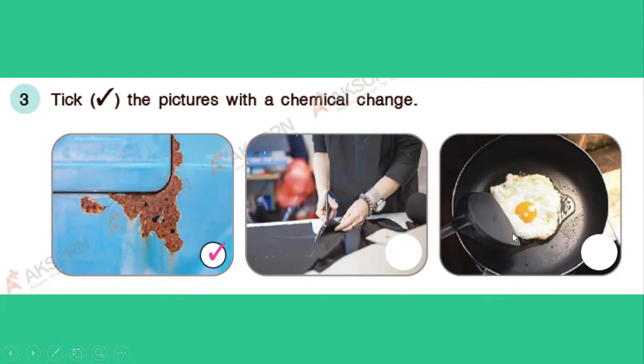Number 3, we fry an egg, okay? Before we have a raw egg, and now we have a fried egg, yeah? We change color, and we change smell. All right, so is it a chemical change or not? If you think that it's a chemical change, please tick it here in the same way like we ticked the first picture. If you think it's not, do not tick it, okay? Take your time, pause the video, complete this exercise, and continue watching our lesson.